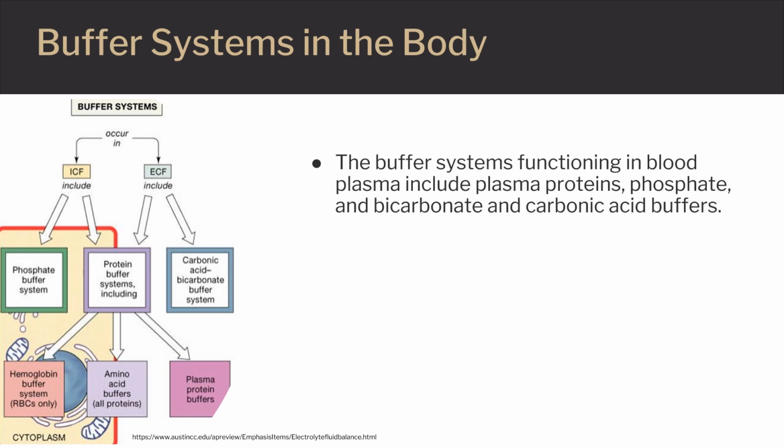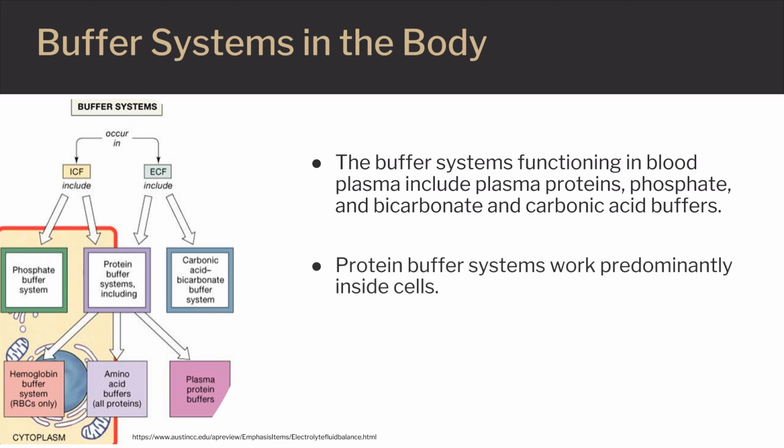The buffer systems functioning in blood plasma include plasma proteins, phosphate, bicarbonate, and carbonic acid buffers. The kidneys help control acid-base balance by excreting hydrogen ions and generating bicarbonate, which helps maintain blood plasma pH within a normal range. Protein buffer systems work predominantly inside cells.